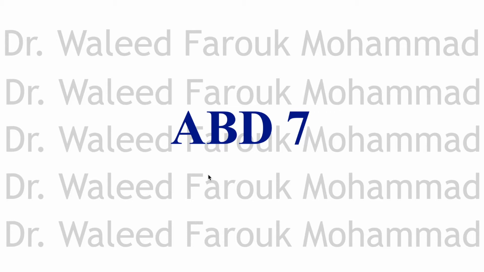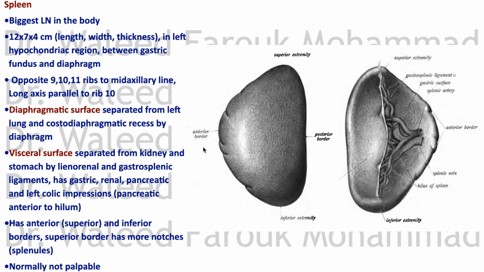In this lecture we're going to discuss the spleen and pancreas. So let's start. The spleen is the biggest lymph node in the body, and its function is not just as a lymph node. It has things to do with blood. It's a blood reservoir in lower animals that use it in fight or flight, and it's a blood filter in human beings. So it's not only a lymph node.